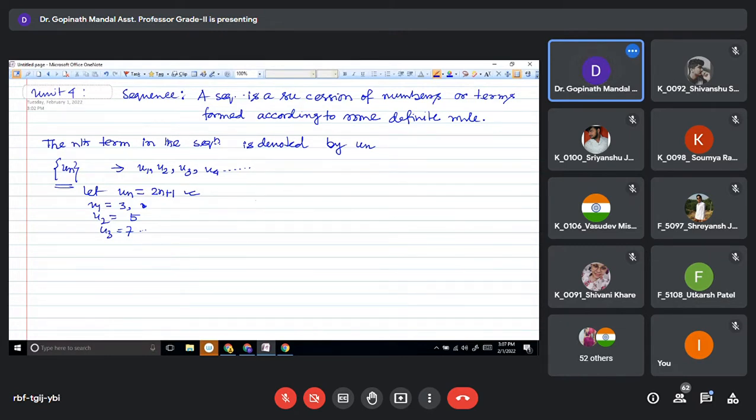If the sequence have unlimited numbers, then sequence will be called infinite sequence. If a sequence having unlimited or infinite number of terms, then the sequence is known as infinite sequence.